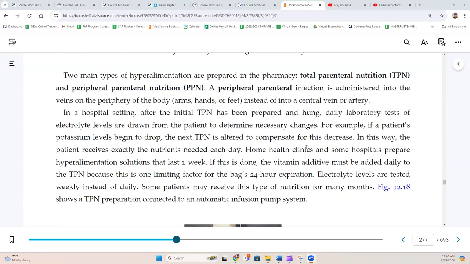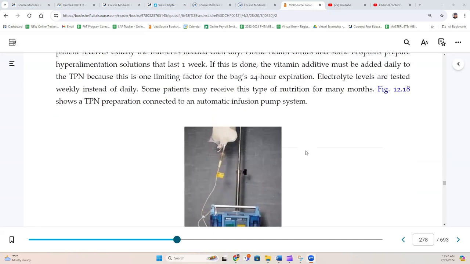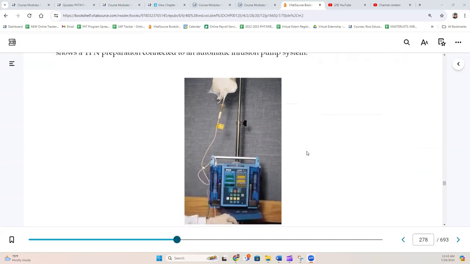Home health clinics and some hospitals prepare hyperalimentation solutions that last 1 week. If this is done, the vitamin additive must be added daily to the TPN because this is one limiting factor for the bag's 24-hour expiration. Electrolyte levels are tested weekly instead of daily. Some patients may receive this type of nutrition for many months. Figure 12.18 shows a TPN preparation connected to an automatic infusion pump system.